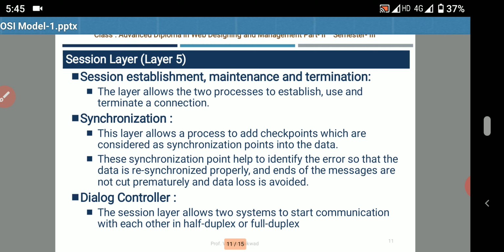So, why is synchronization used? To identify the error and to correct the error so that the data is not lost. There is no data loss. Dialog controller: the session layer allows two systems to start communication with each other in half duplex or full duplex.